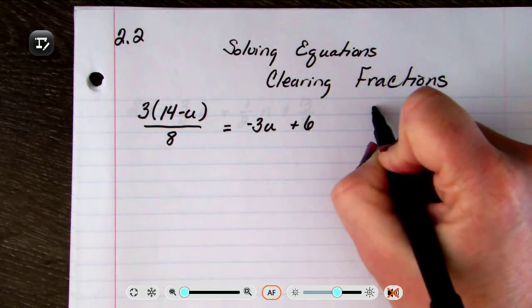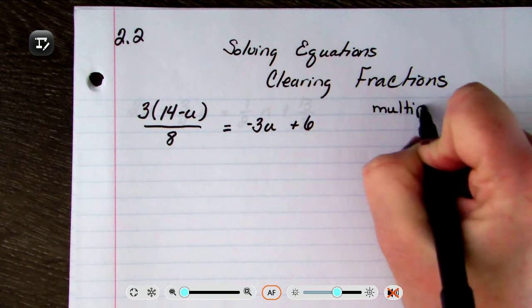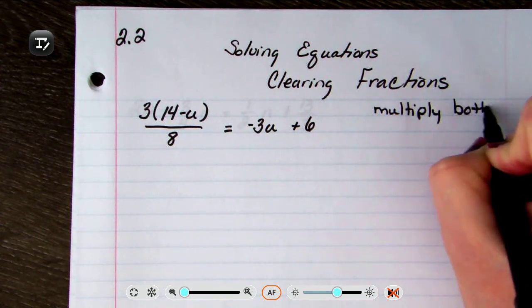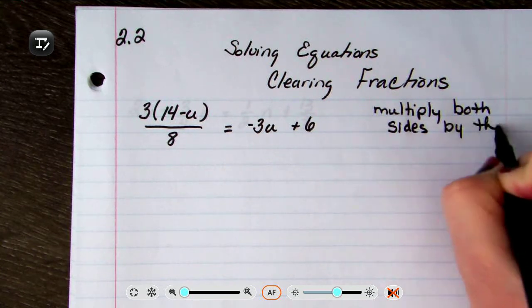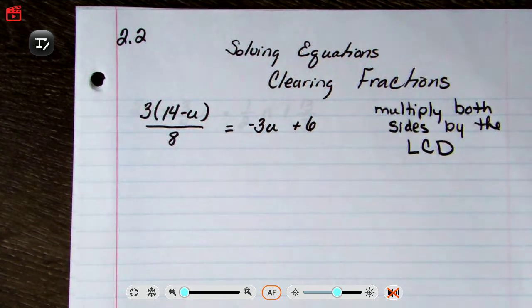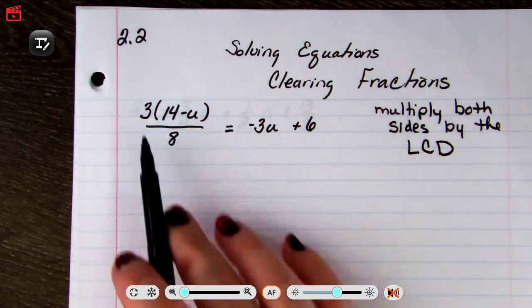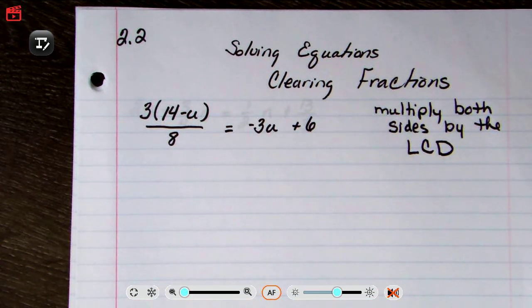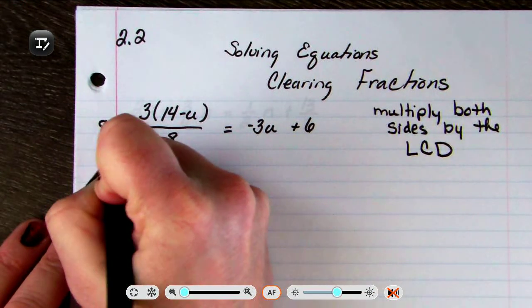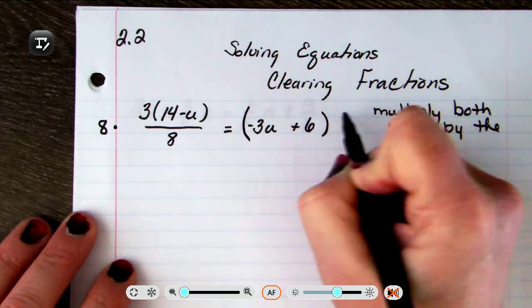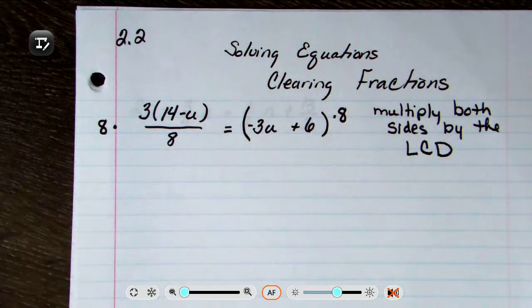So the technique we're going to do is we will be multiplying both sides by our lowest common denominator. The lowest common denominator. So looking at all of our fractions, looking at the denominators, we're going to look for that lowest common denominator. In this problem here, our lowest common denominator is an 8. So what we're going to do is multiply both sides, and I'm going to put this in parentheses because we want to multiply the entire side by 8.